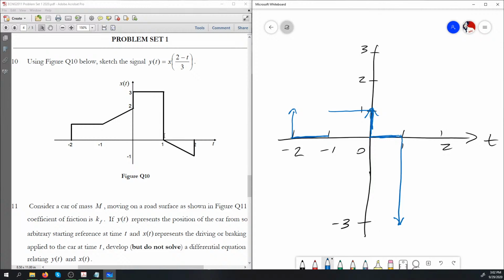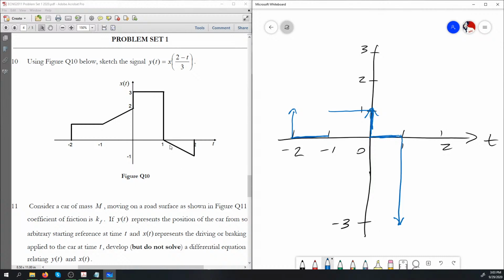In between t equals 1 to t equals 2, we have a falling line here, which indicates a negative gradient. So we need to figure out what this gradient is going to be. The change in y here is from 0 to negative 1. Our change in x here is just going to be 1 time unit. So that's going to be negative 1 divided by 1, which gives us a value of negative 1.